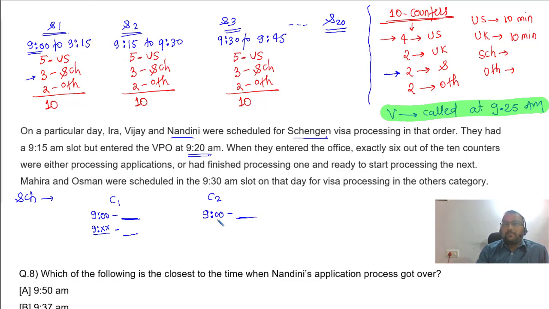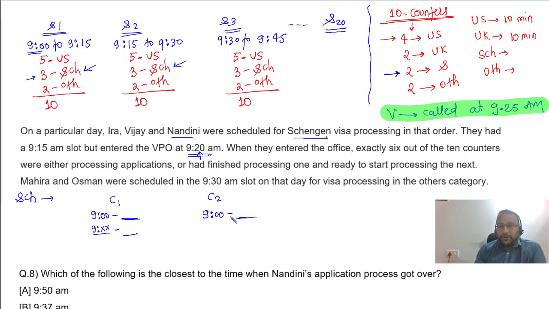And the fourth application is going to be for which person? Let's have a look at it. Three people came for Schengen visa at 9 o'clock. Then the next 3 people were supposed to come at 9:15. Those 3 people are Ira, Vijay and Nandini. But those 3 people came at what time? They came at 9:20 a.m.